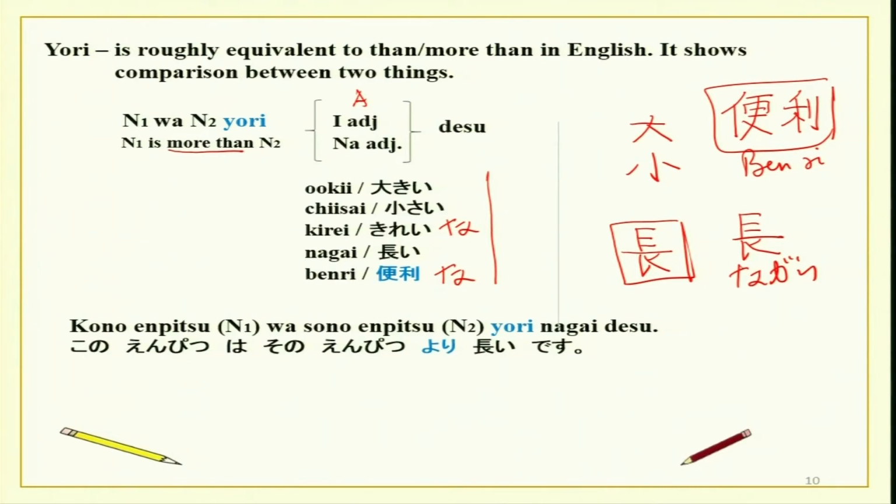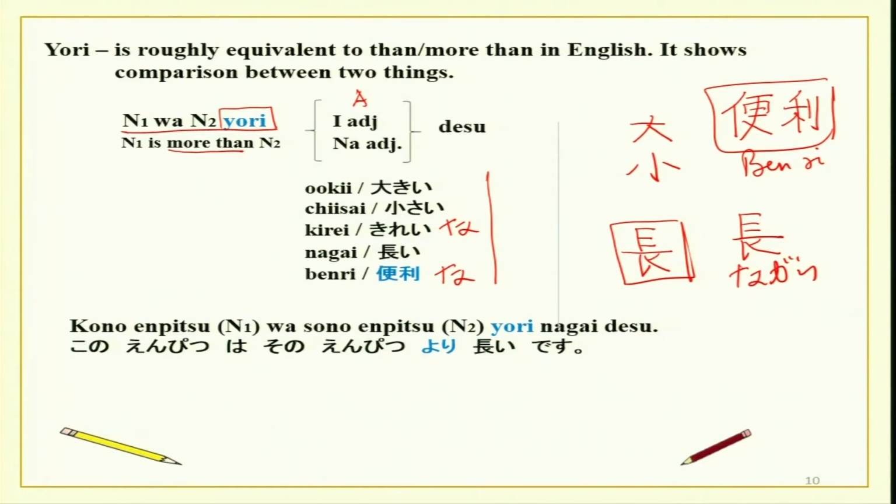Now, noun 1 wa, noun 2 yori. How will you show that it is big or it is small? Pattern is this. You will see with yori, there are a lot of examples. This particle yori just shows that it is more than or is better than or just more. In English, it is equivalent to that.